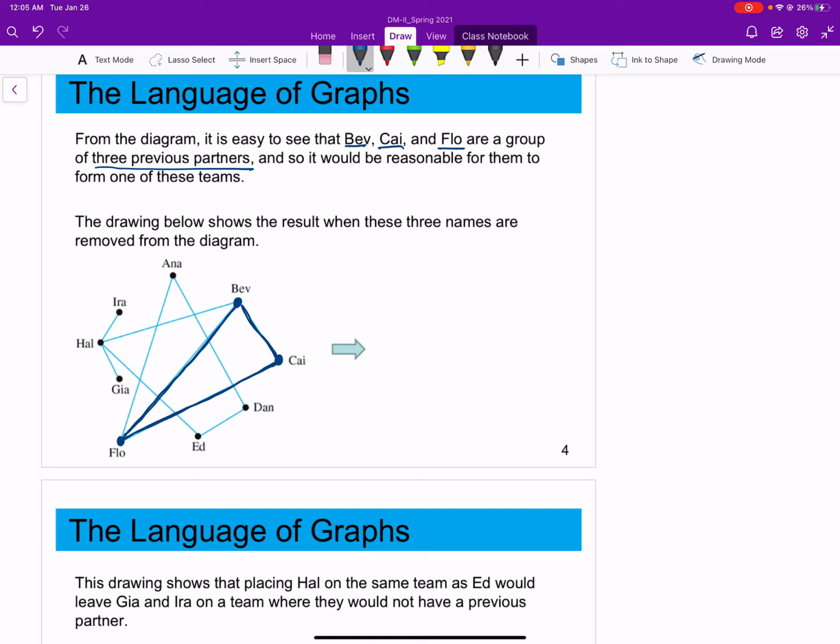All right. Now you can just take these three people out and find out the rest. So the rest goes like this. Here you have Hi. Here you have Ira. Here you have Gia. They are connected. And then here you have Anna.